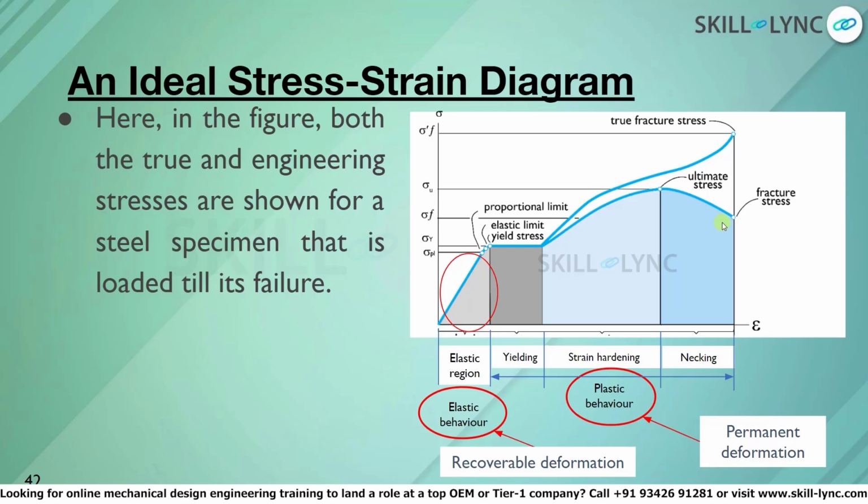happens. One important thing to understand is that inside the plastic region, the deformation that is happening to the system is permanent and cannot be changed. Whereas when it happens in the elastic region, the deformation is recoverable and it can be changed, which can also be called as it can be cured.